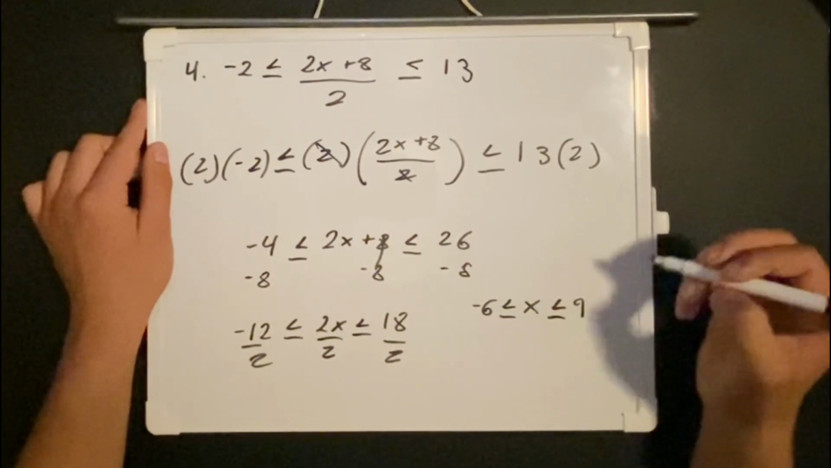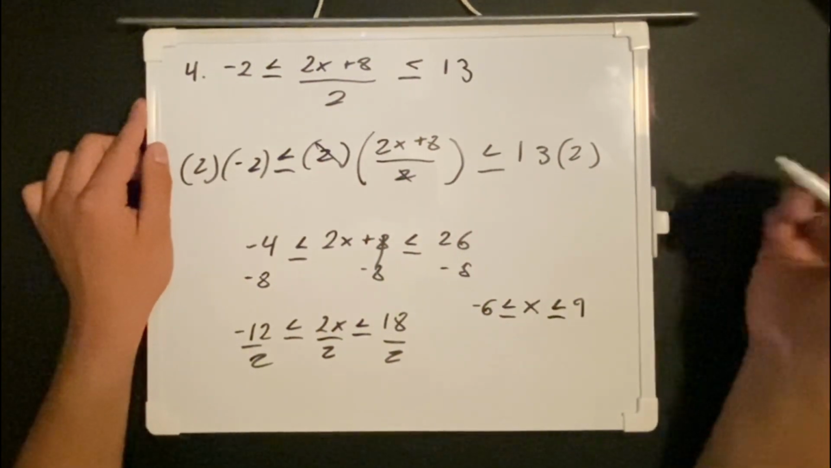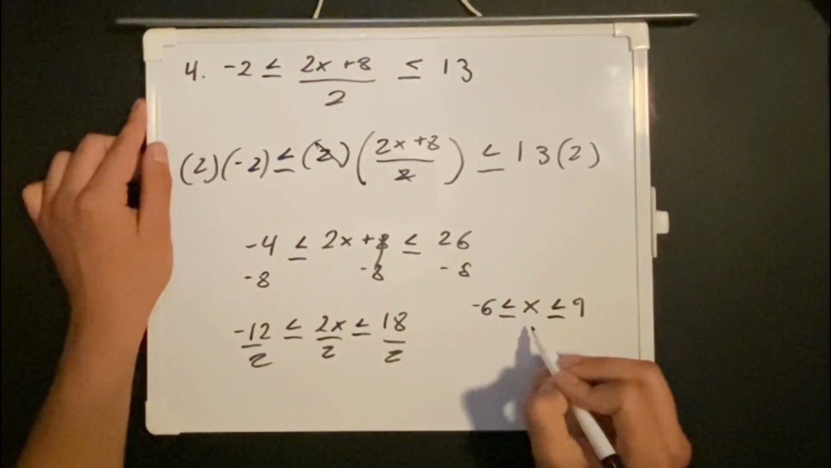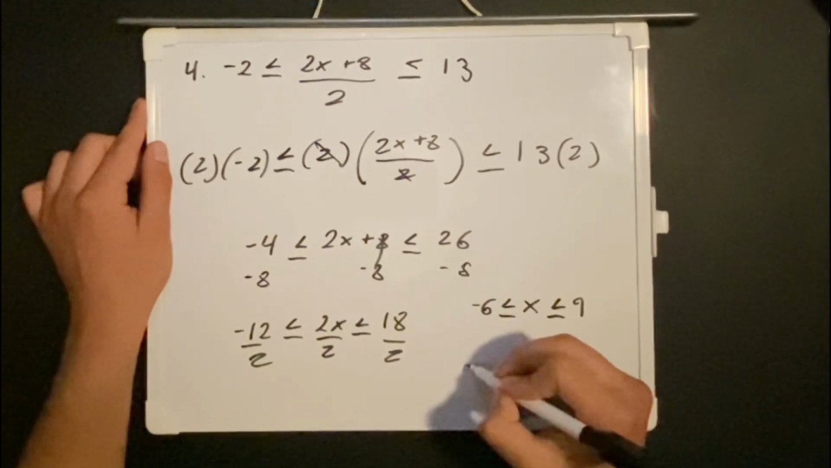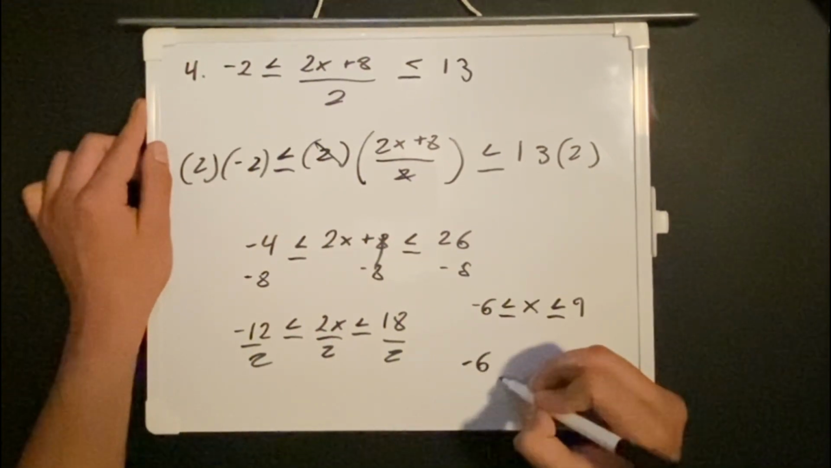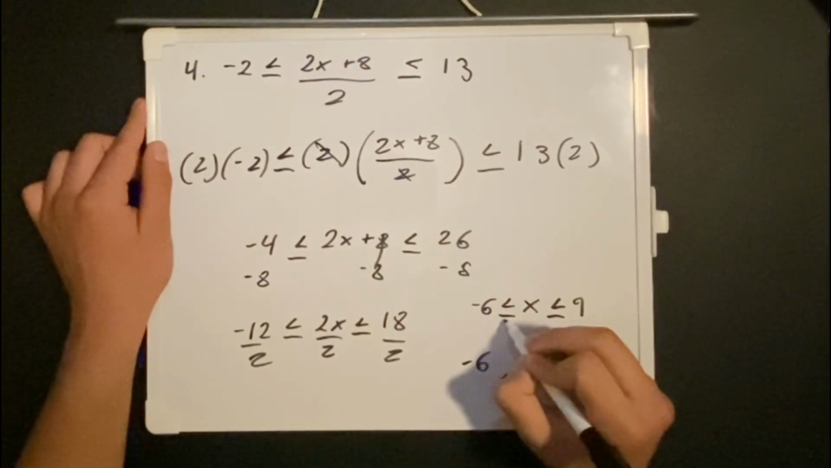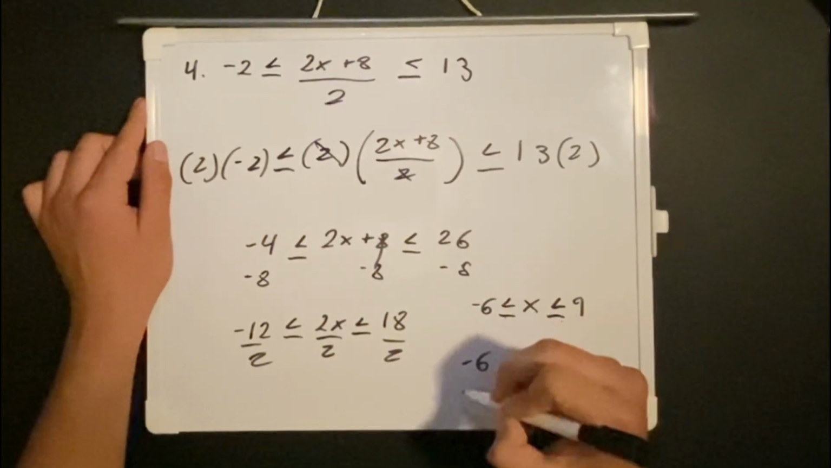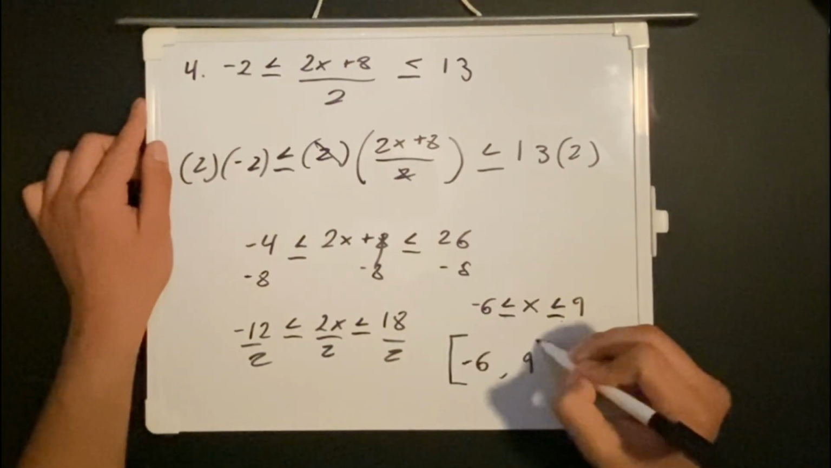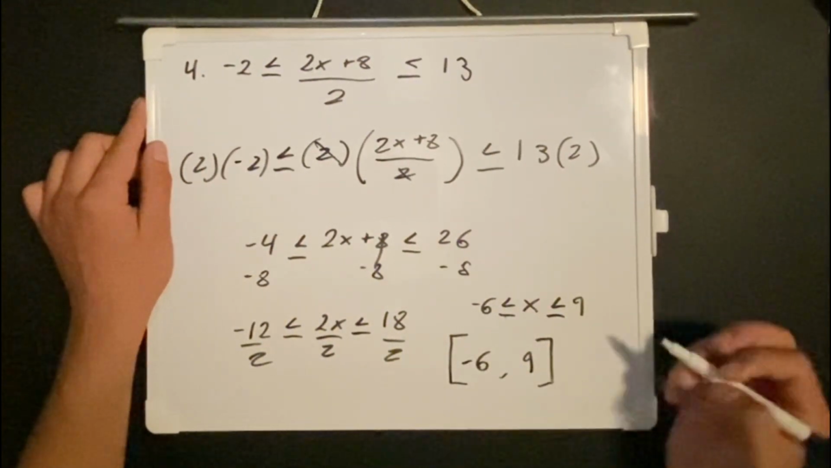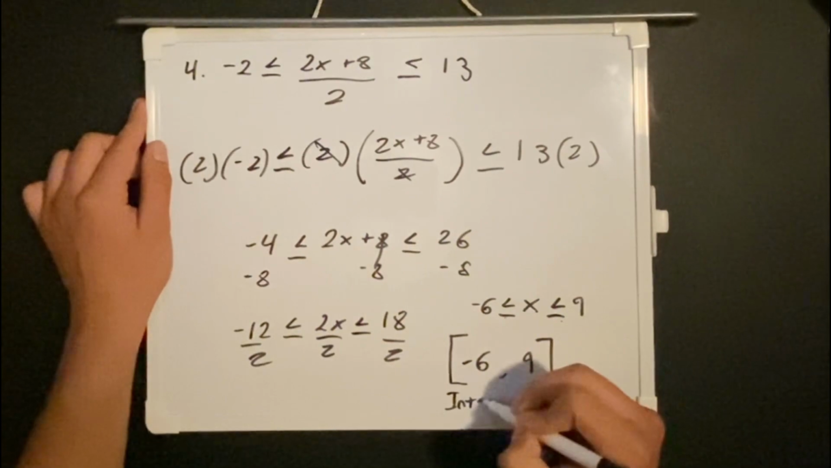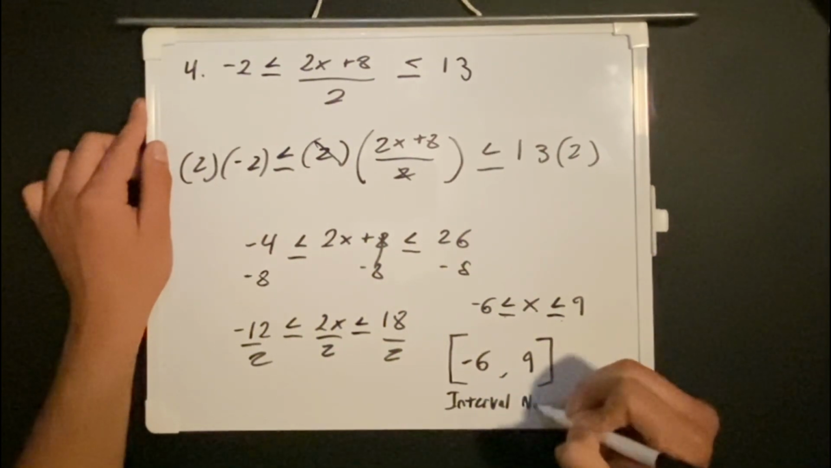So we have the values negative 6 and 9. So we know that negative 6 will be our least value, and 9 will be our greatest value. Both have the equal to, so we know x could possibly be these values, so we'll include them with brackets, and this is our interval notation.